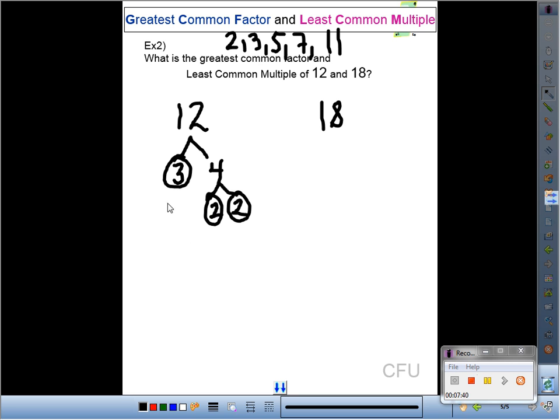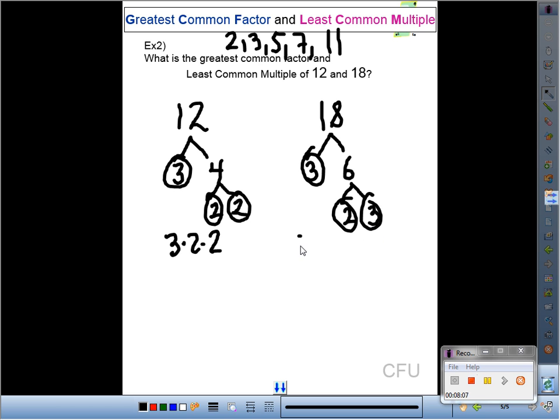Okay. Watch, I'm going to write them out right here. 3 times 2 times 2. This one, which prime number divides into 18? 2, and which other one? 3. So that's 3 times 6, and this one is 2 times 3, okay? So this is 3 times 3 times 2.